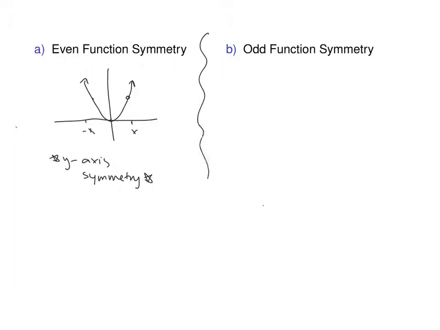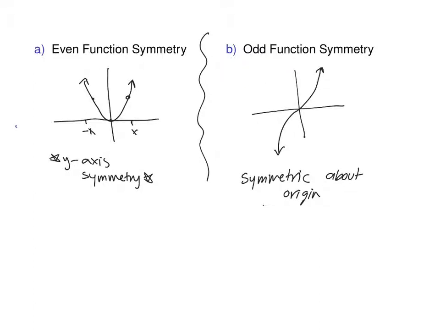Odd functions, think about what x cubed looked like. It looked approximately like this, right? That has some kind of rotational symmetry. This is called symmetric about the origin. It also is a reflection of, say, this part of the graph, both over the y-axis and then over the x-axis.